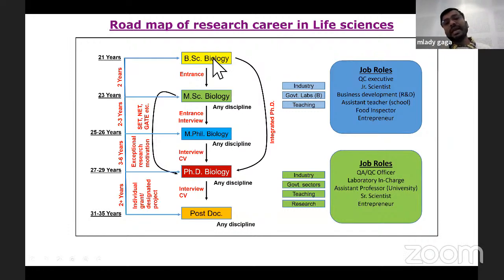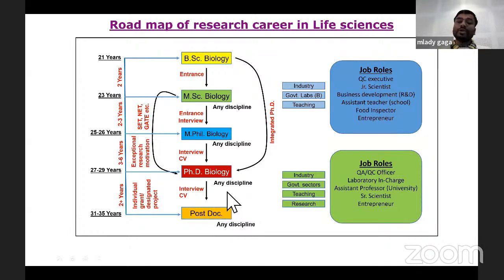You can also go directly after bachelor's for PhD. It's called an integrated PhD program. There are some institutes that offer this program. It's also relatively difficult. You need to qualify an exam, interview, and so on. After you finish your PhD, you can go for postdoc if you are interested in a research career.